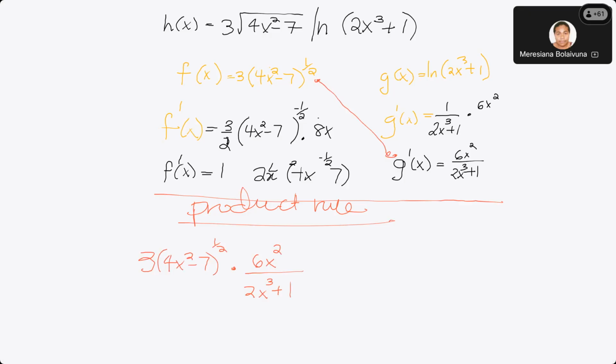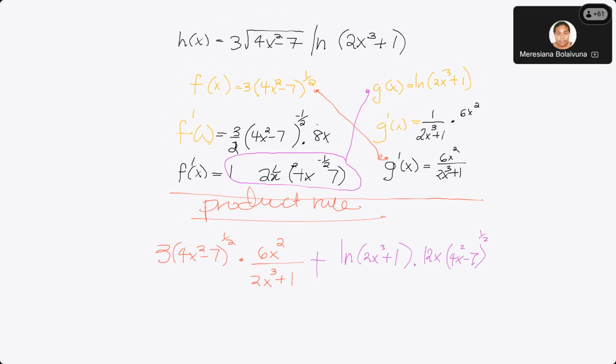And then the next one is g multiplied with f dash, right? So g multiplied with f dash, g is the ln of 2x cubed plus 1 times f dash, which is 12x into 4x squared minus 7 to the power of half.